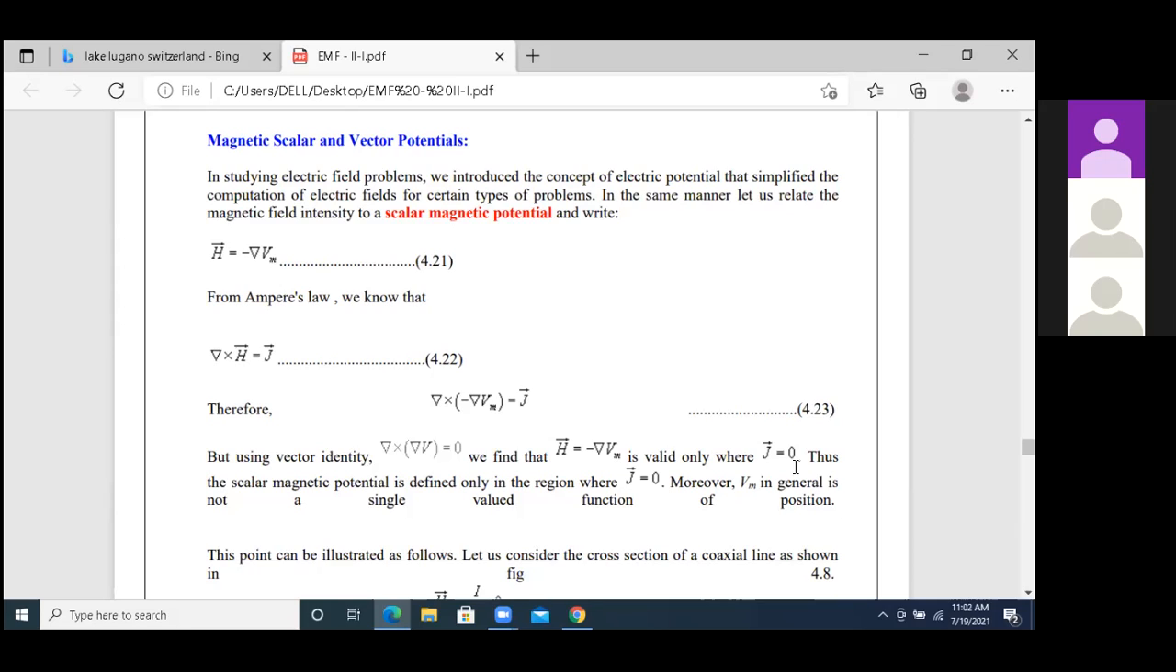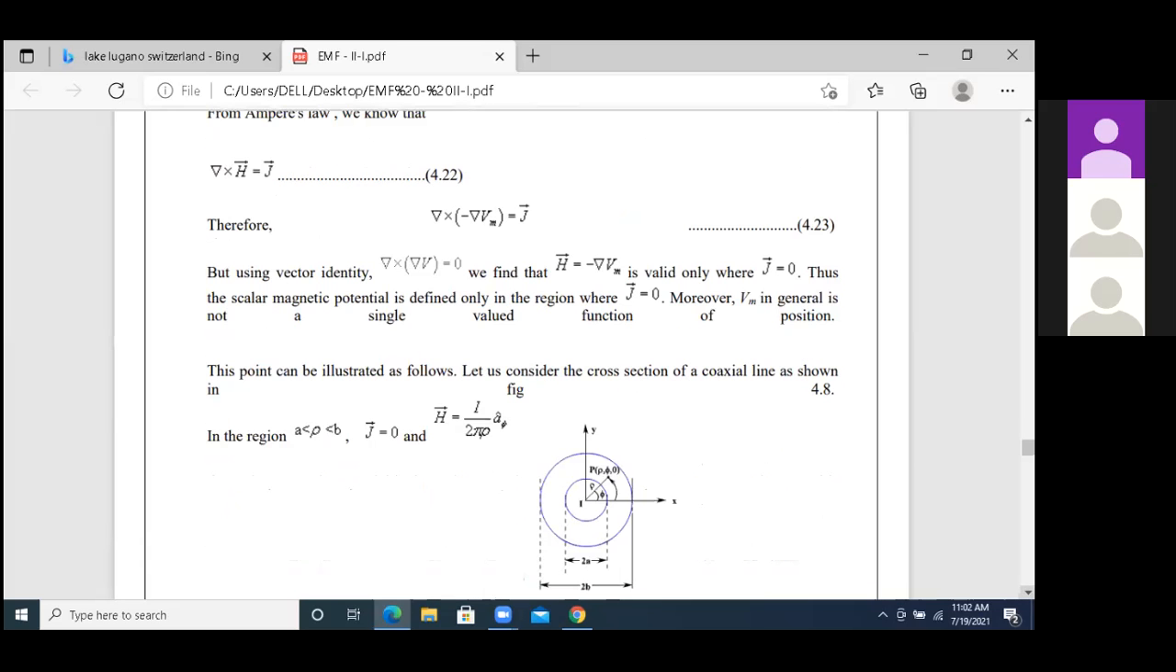Thus, the scalar magnetic potential is defined only in the region where J equals 0. Moreover, Vm in general is not a single valued function of the position. So let us consider this figure.